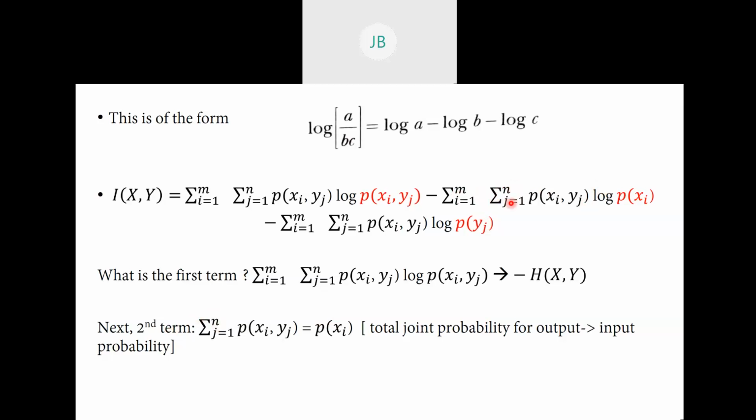Next, for the second term, if you consider only this summation and p of xi yj, that is equal to p of xi, that's the probability of input. So can you realize this? Maybe in case you consider the channel matrix, for example, a channel matrix may have two inputs, x1 and x2, and maybe two outputs, y1, y2, or more than two outputs, that's possible. So let us take two outputs here, y1 and y2.